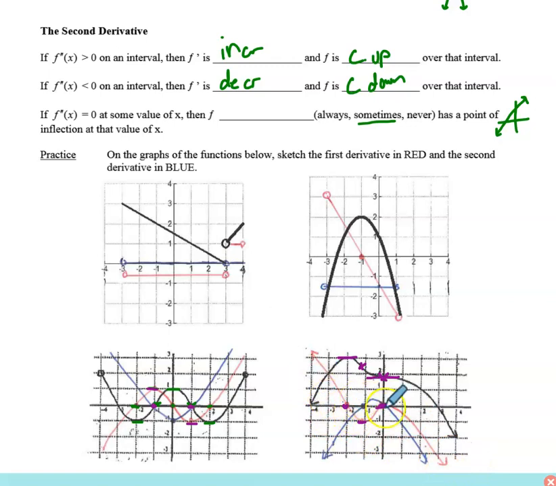And then moving from the red to the blue is slightly easier because I have two turning points on the first derivative, so two x-intercepts on the second derivative. And then I only have one inflection point on the first derivative, so one turning point on the second derivative.